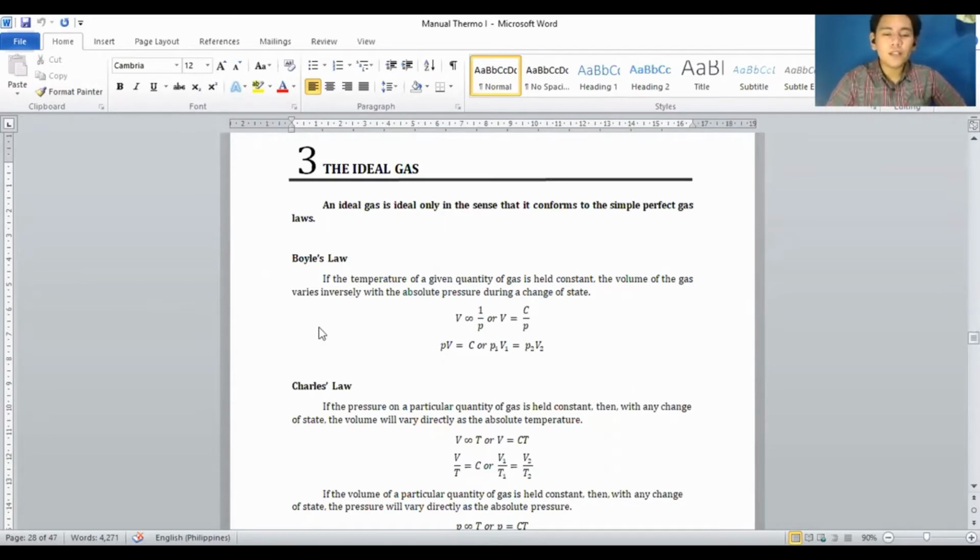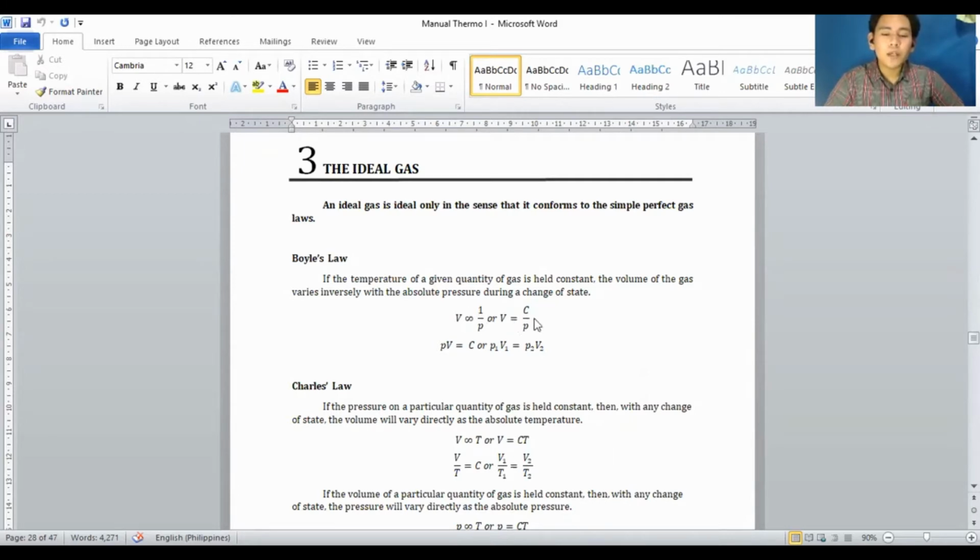One of these laws is Boyle's law. Boyle's law states that if the temperature of a given quantity of gas is held constant, the volume of the gas varies inversely with the absolute pressure during the change of state. Meaning, your volume is inversely proportional to your pressure, which is denoted as 1 over P.